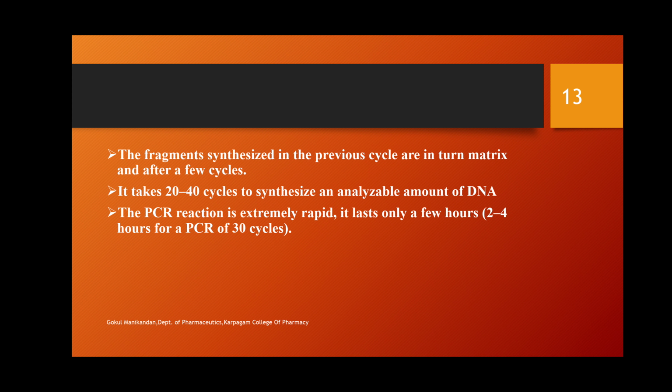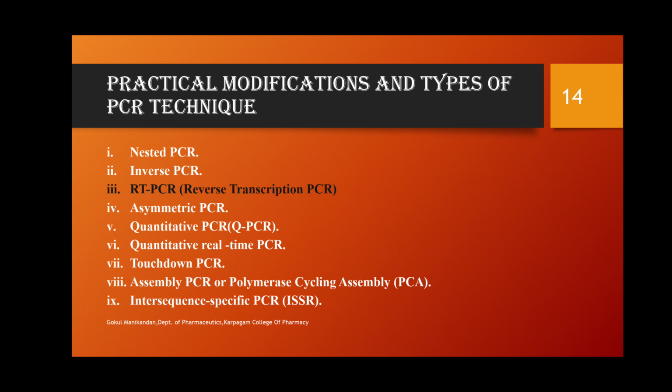In order to check whether the PCR generated correct products or not, the agarose gel electrophoresis method is used. With some little practical modifications, we can make different types of PCR techniques. They are nested PCR, inverse PCR, RT-PCR, asymmetric PCR, quantitative PCR, quantitative real-time PCR, touchdown PCR, assembly PCR, and inter-sequence specific PCR. As you can see, I have highlighted the third one, that is the reverse transcription PCR, because we are using this method now in order to diagnose the coronavirus.